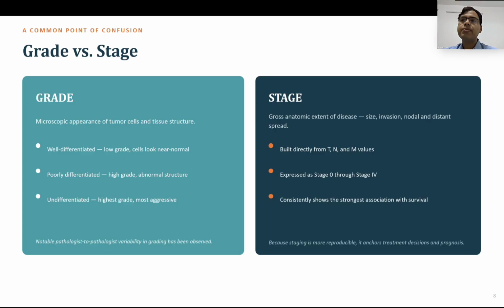Now, what is the undifferentiated variety? It is the worst of all the varieties, and usually it is the highest grade. And it has lost all the properties of the tissue or cells from which it arose, and it has become highly aggressive. And usually, these cancers need even more aggressive therapies.